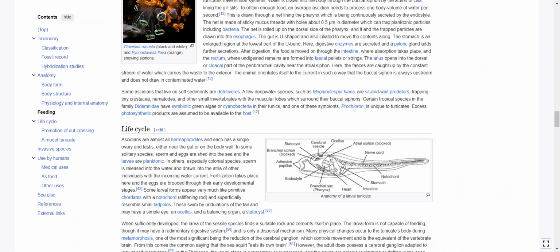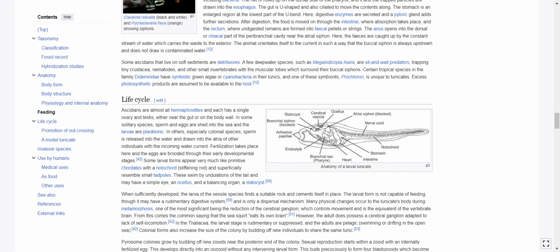The anus opens into the dorsal or cloacal part of the parabranchial cavity near the atrial siphon. Here, the feces are caught up by the constant stream of water, which carries the waste to the exterior. The animal orientates? I thought it was just orients. Okay. Orientates itself to the current in such a way that the buccal siphon is always upstream and does not draw in contaminated water. Some ascidians that live on soft sediments are detritivores.